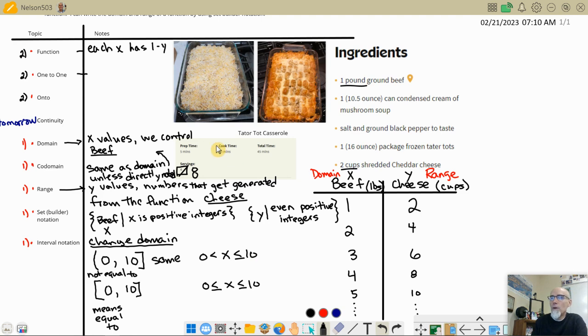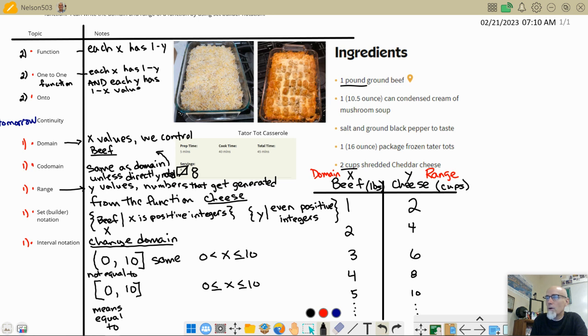So a one-to-one function, let's add this right now. A one-to-one function means that each x has one y, and this is super important, each y has one x value.